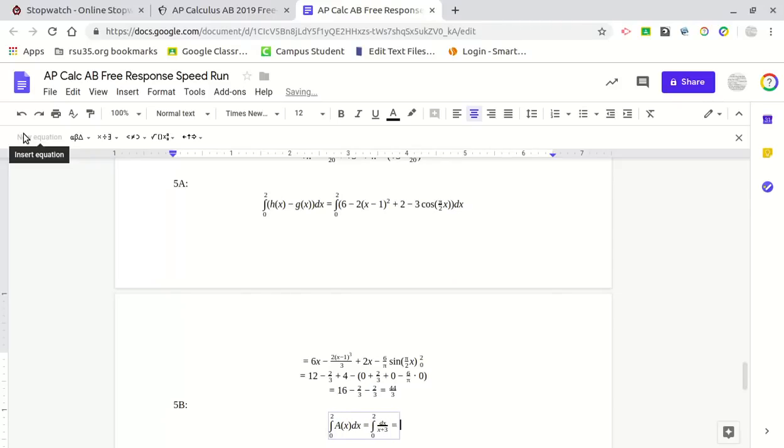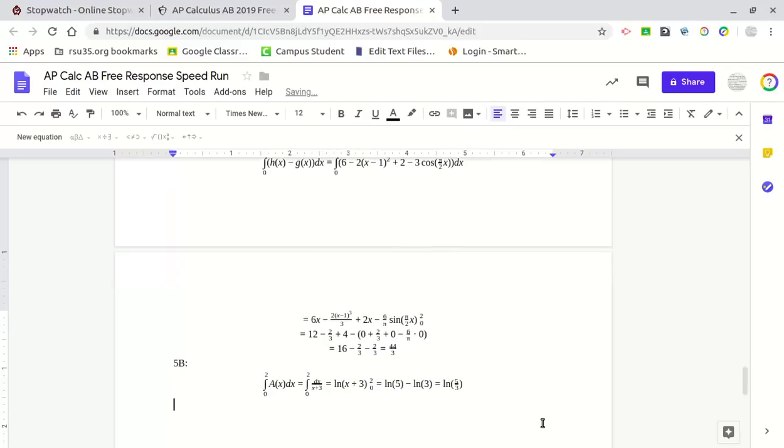dx over x plus 3. The integral of 1 over x plus 3 is ln of x plus 3, from 0 to 2. Oh yeah, so ln of 5 minus ln of 3. I don't know which one they would accept as simplified: ln of 5 minus ln of 3, or ln of 5/3. So I'm just going to write both. To me, this one seems more simplified, but maybe they want the condensed form.